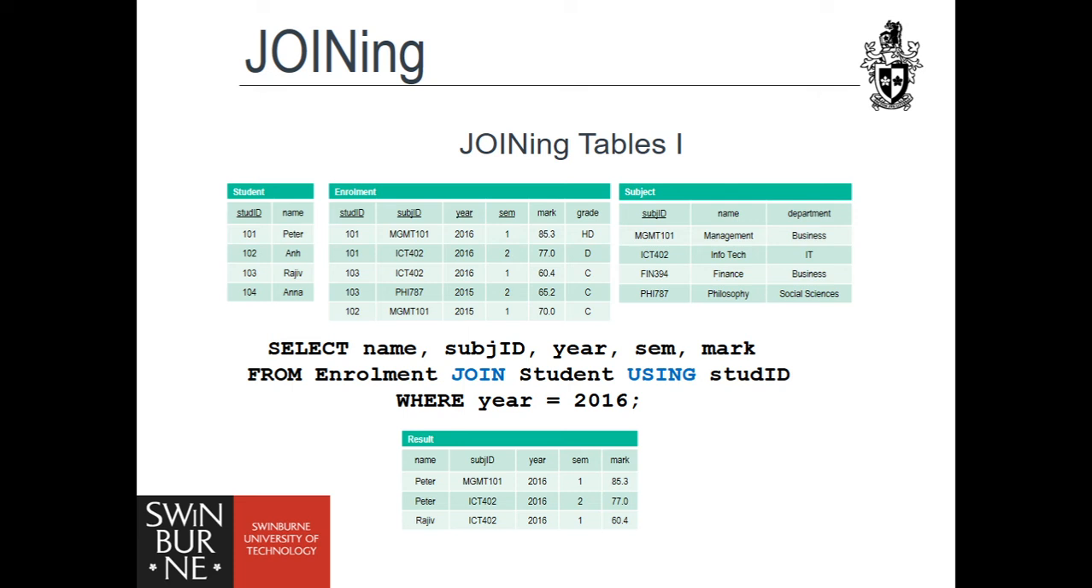There are several variations of syntax we can use to join the tables. Join and using is one of them. Using works when you have a column that has the same name in both tables. The order of the tables makes no difference. You could write from student join enrollment.